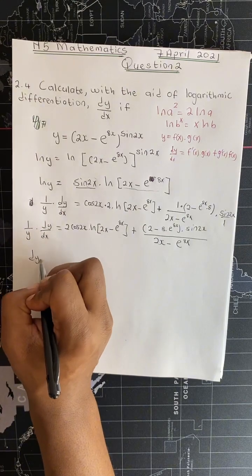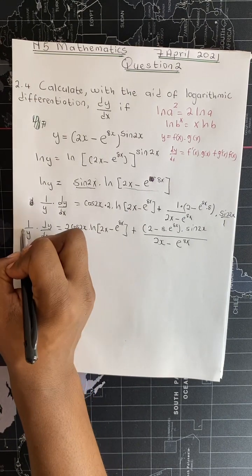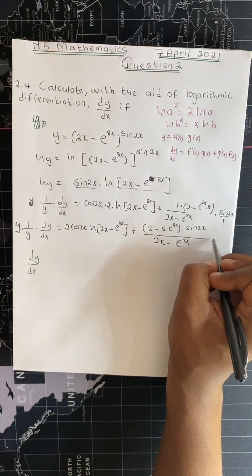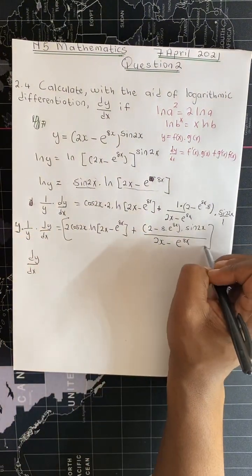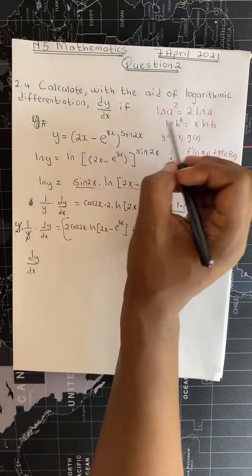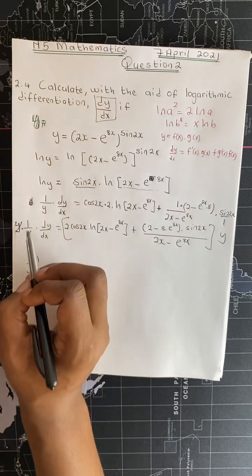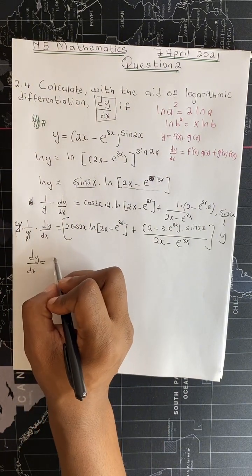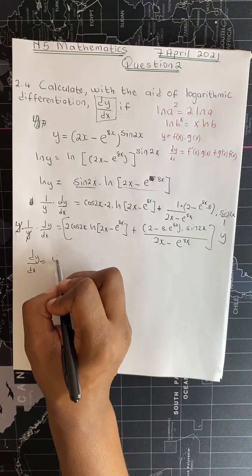So from here, we multiply both sides by y, so that y can cancel out with that y. We're told to find dy over dx, not 1 over y dy over dx. So we can put that y here.